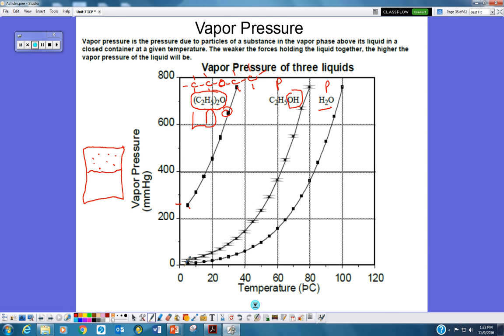All right. So the more polar the solution, the lower the vapor pressure. So here's the overall statement I want you to have: the stronger the IMF, the lower the vapor pressure.